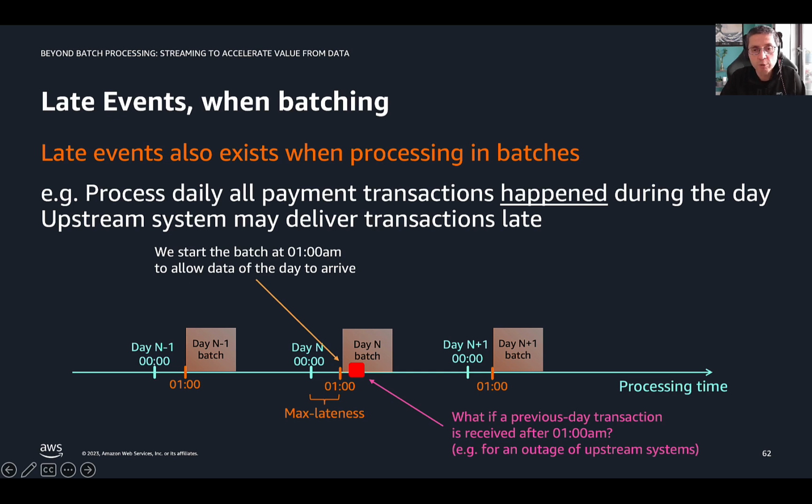We need to wait for all transactions of the day to be ingested before starting the process. So we decide to run the batch later than midnight, let's say an hour. Note that this is very similar to establishing a heuristic watermark with max lateness of 1 hour. But in this case, we are mixing event time and processing time domains. Most of the time, we are lucky, and all transactions are ingested before 1 a.m. But once we are not so lucky, maybe due to a temporary failure of one of the upstream systems sending us transactions, something we do not really control, some transactions arrive after 1 a.m.